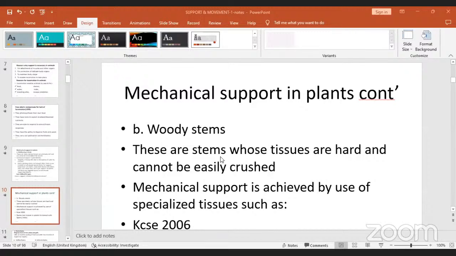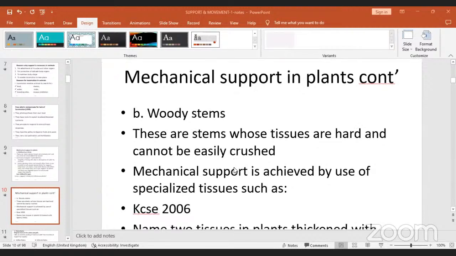Now, we say that we have herbaceous plants and we have woody stems. Woody stems are stems that are hard. Most of these big trees you see around, and these stems cannot be easily crushed. And support here is attained using various mechanisms that are brought about by use of specialized tissues.